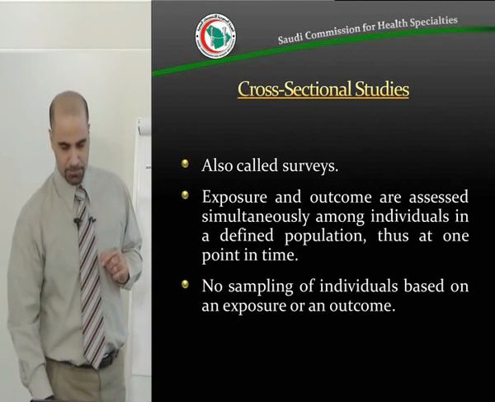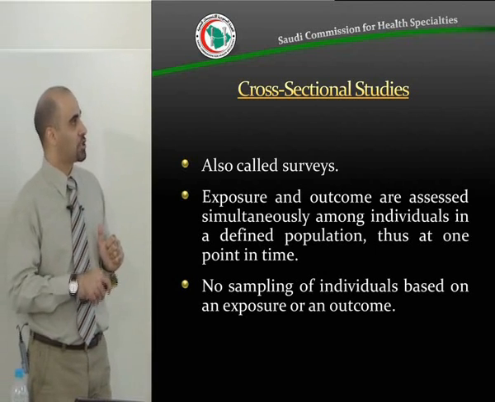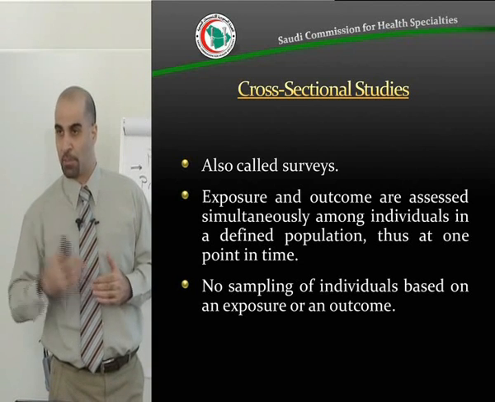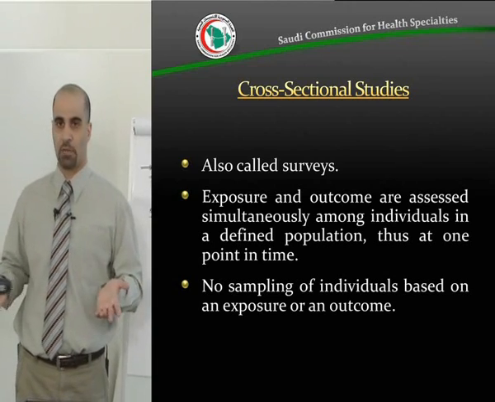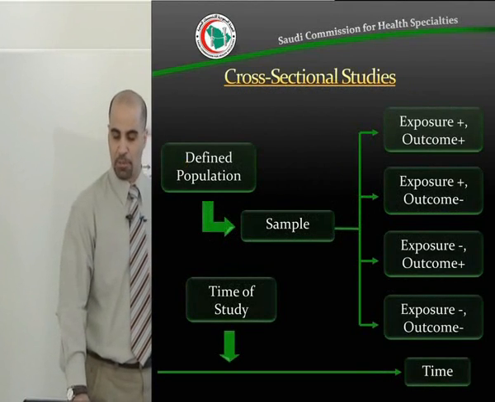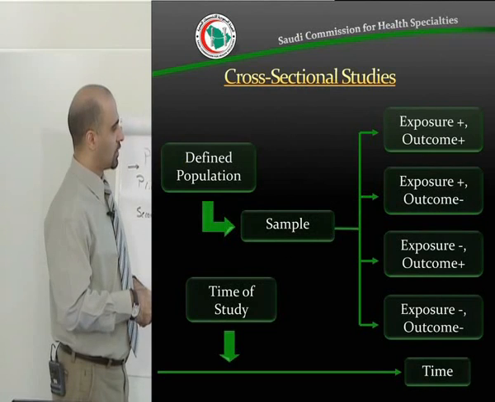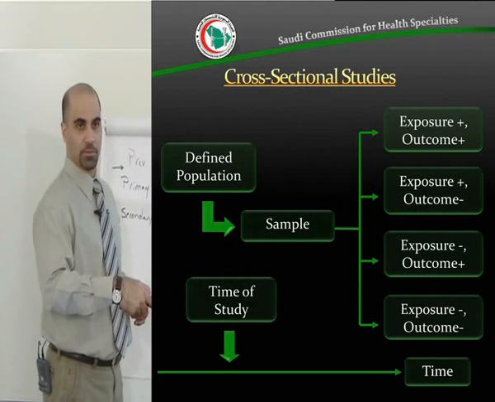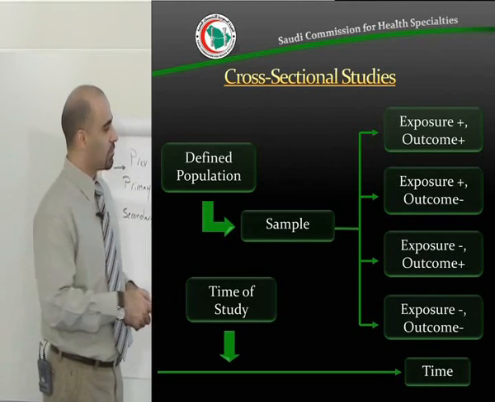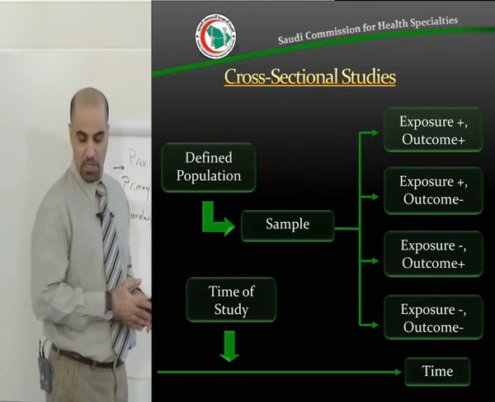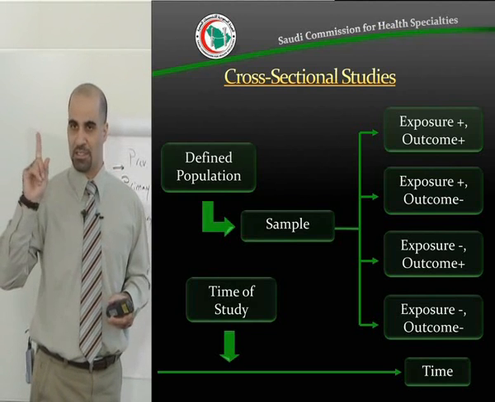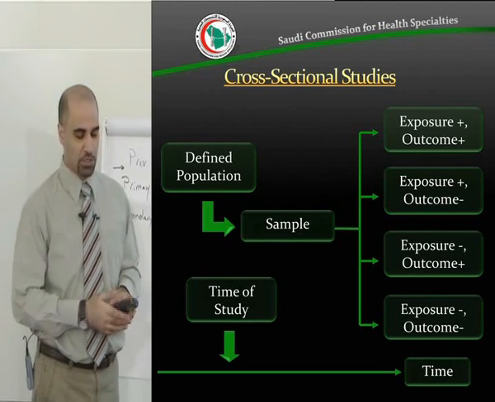Now, in a cross-sectional study, we have a defined population. Assume that we're doing prevalence of hypertension in Saudi people. So the population will be any person who's living in Saudi Arabia or any person who is of Saudi nationality. Now, of course, time is going forward. But when I'm starting my study, it's at one point in time. Although it might take maybe 1 year to finish, each patient is seen at one point, and this is what makes it cross-sectional in nature.